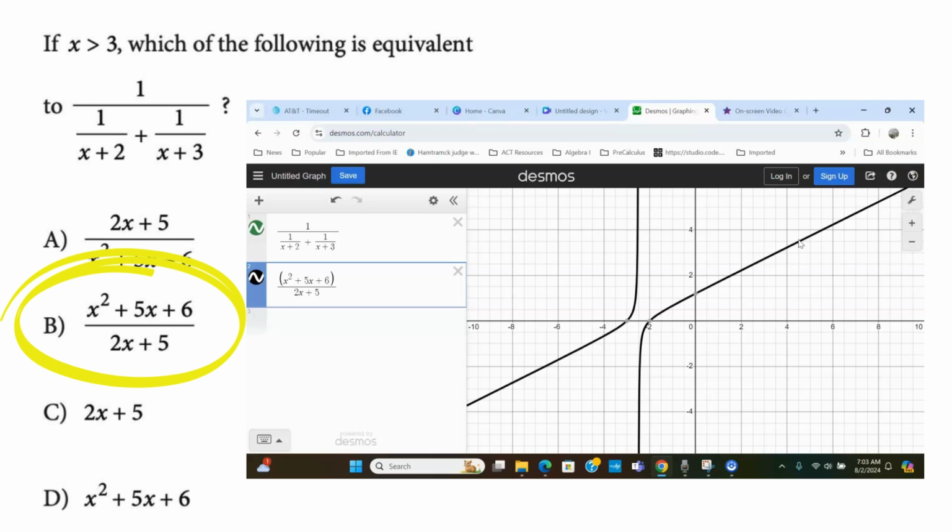All right. So that would be using Desmos to show equivalent expressions on the Math SAT.